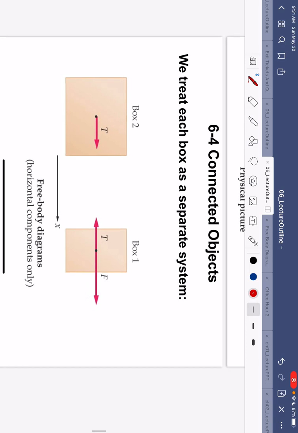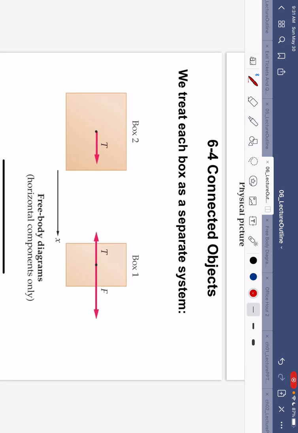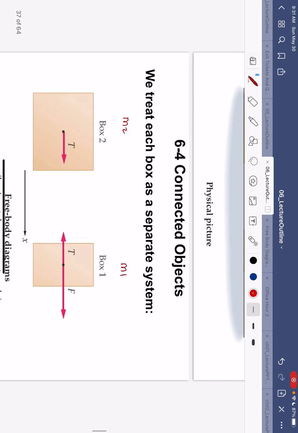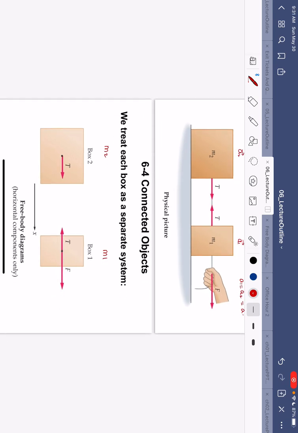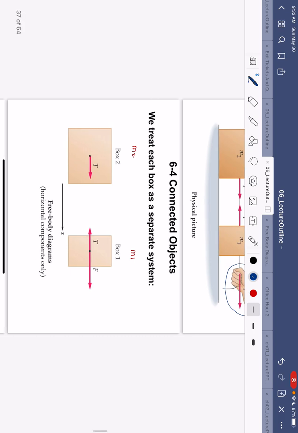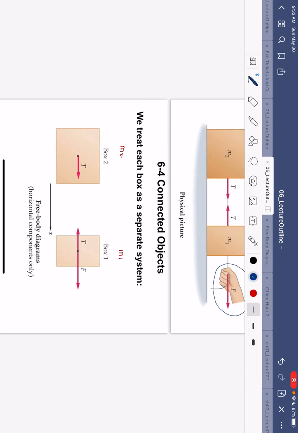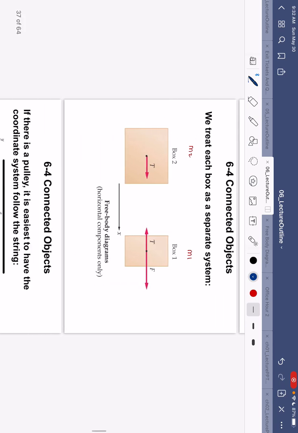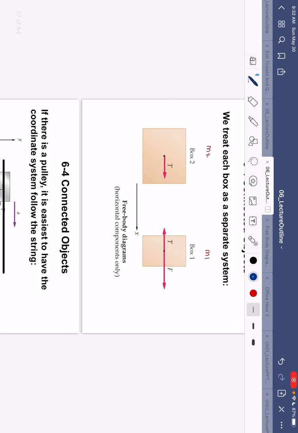Now, whenever we have connected objects, we need to create free body diagrams. And here there are going to be two. This is mass 2 and this is mass 1. One of the general mistakes that we usually make is to consider that this force acts on M2. No, this is not correct. For mass 1 only, we have that force, horizontal to the right, and there is the tension to the left. The same tension will be affecting box 2 to the right. Then we have two separate free body diagrams.